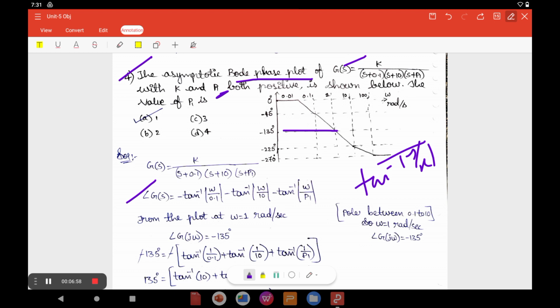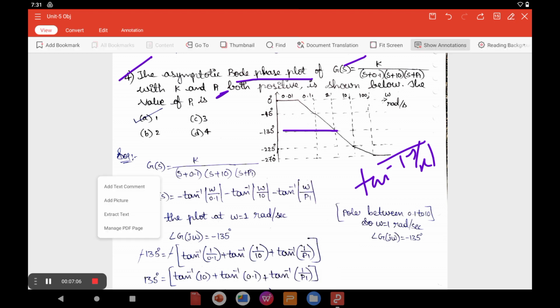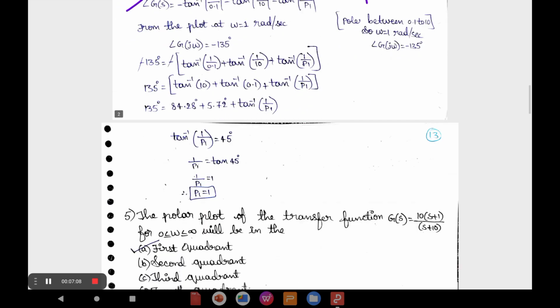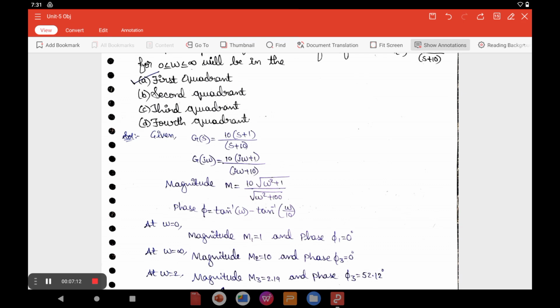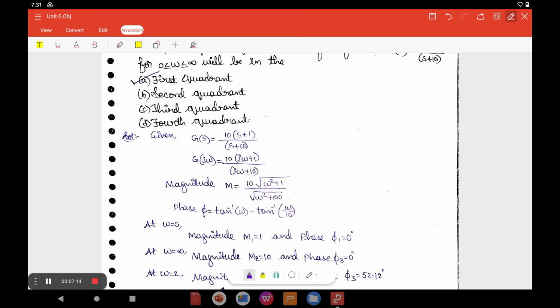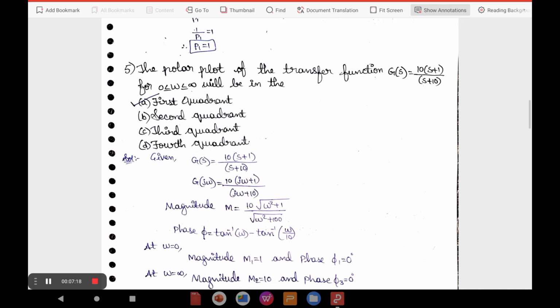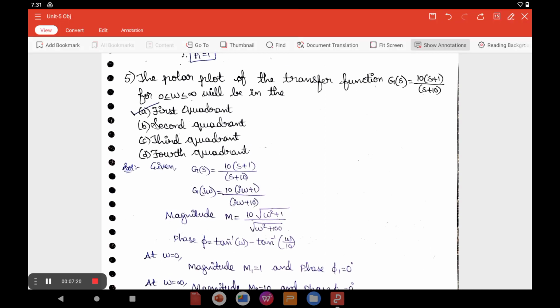Therefore, substitute omega equal to 1, and match the phase with 135, then you can calculate the value of P1. That is the process. You have to go through this for simplification. I don't want to take much more time for this course. So the process is very important. I will give the process and tricks for this case only.